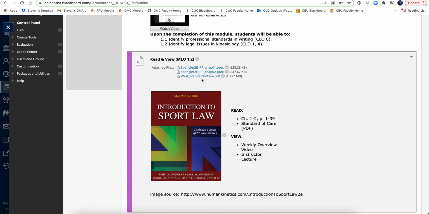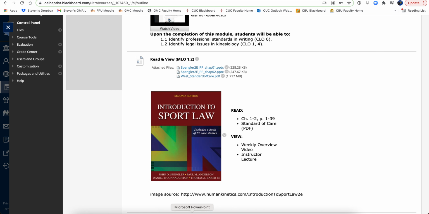So what I want to bring to your attention are 3 reading sources for this week. There's chapter 1, chapter 2, and the standard of care PDF. For the lectures, I'm basically just going to do a brief overview. I'm not going to do a very lengthy lecture because basically what you should be doing is getting into the reading material and then reviewing the PowerPoints.